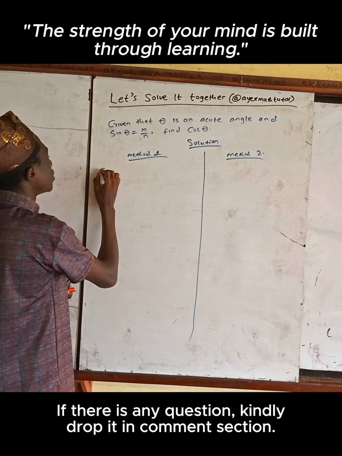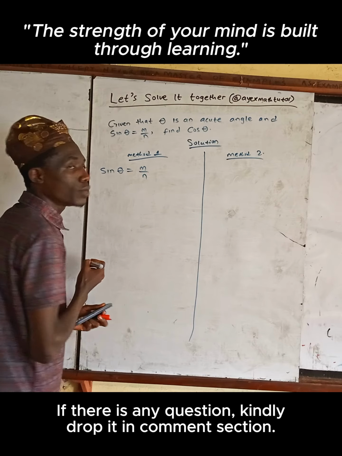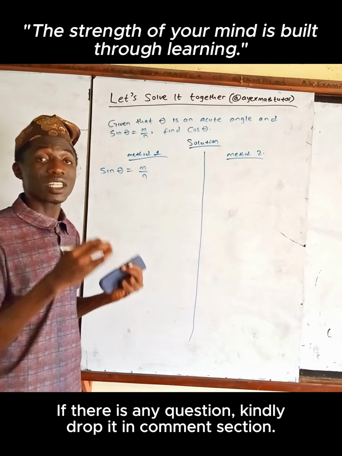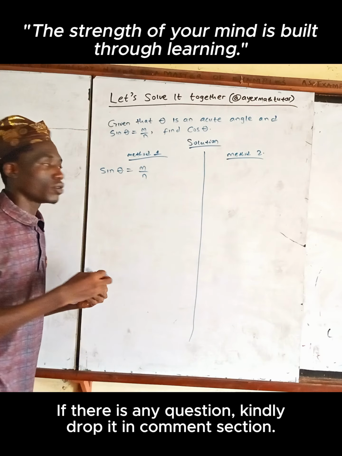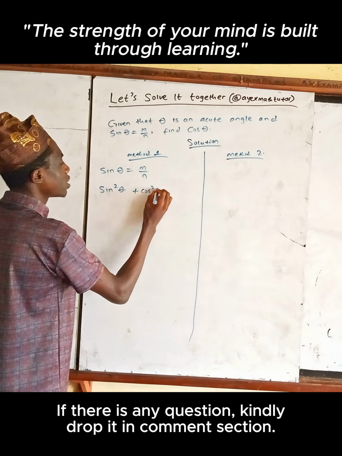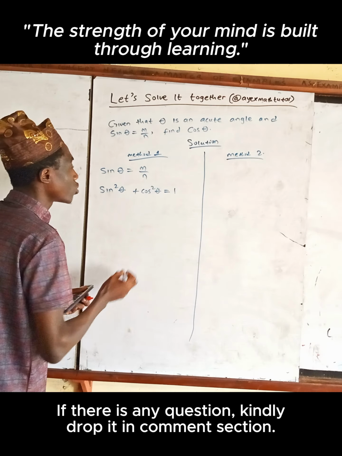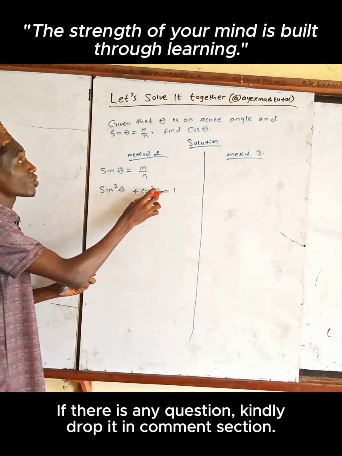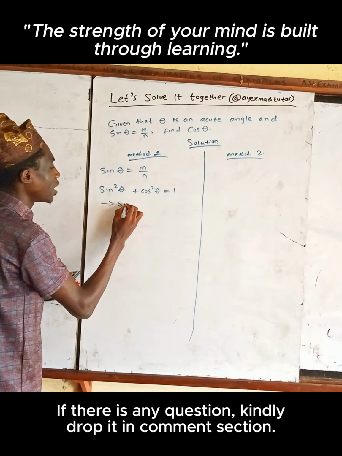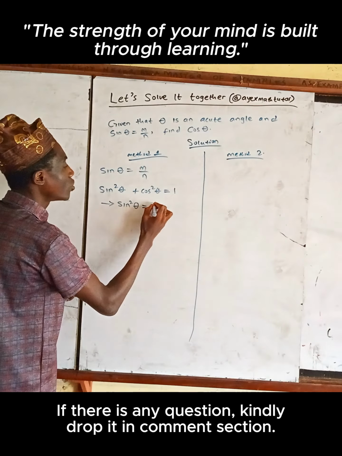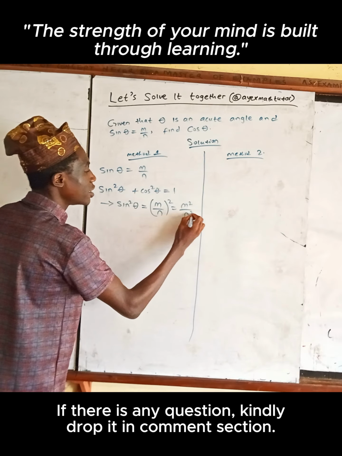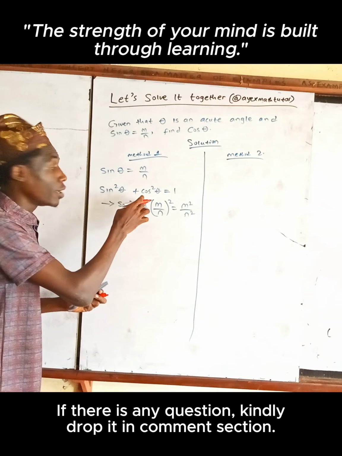So we have sine theta is equal to m divided by n. If you can still recall, there is a relationship between sine and cos in mathematics. It is one of the properties of trig, which is sine square theta plus cos square theta, which gives you 1. From this place, we want to make cos the subject of the formula, because it is cos we are looking for. Sine theta square is going to give you (m divided by n) all squared, which is equal to m square divided by n square.